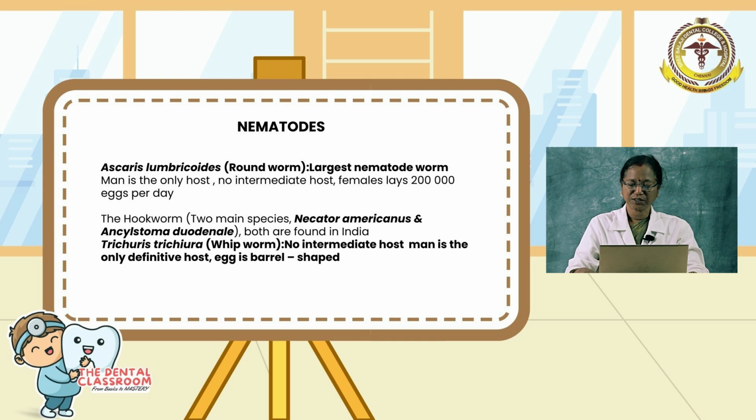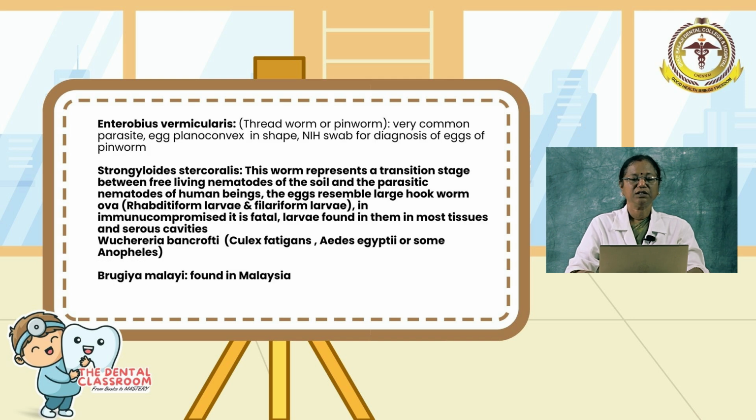It is Trichuris trichiura. Next is Enterobius vermicularis, which is also referred to as threadworm or pinworm. In a lifetime, almost every individual would have been affected with this; it's a very common parasite. The eggs of this parasite are plano-convex in shape, and for diagnosis of these pinworm eggs we use the NIH swab.